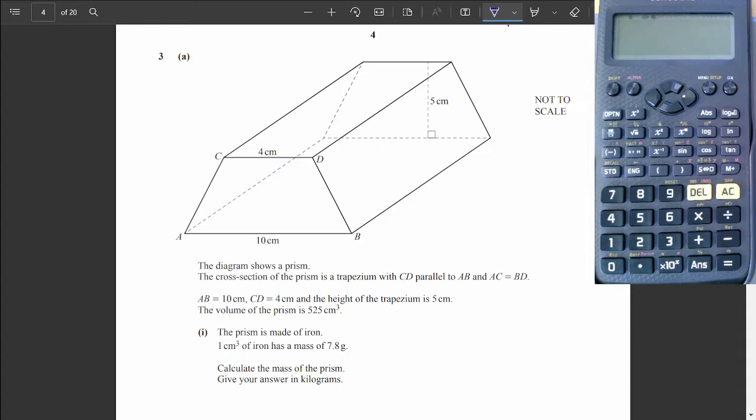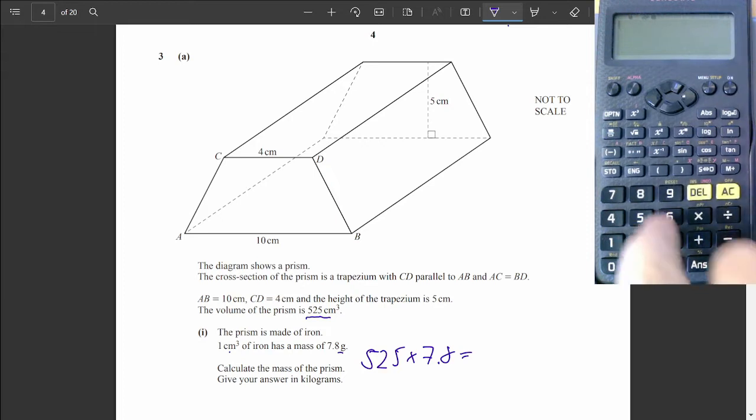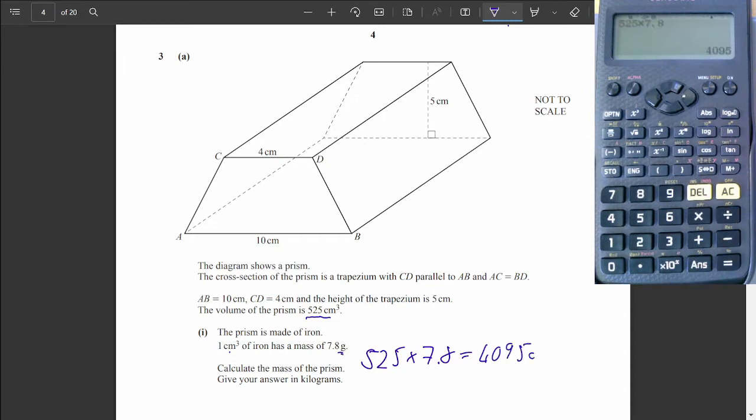the mass of the prism. They tell us the volume is 525 centimeters cubed. 1 centimeter cubed is 7.8. So all we need to do is multiply that together, which will give us 4,095. Be careful now, this was grams.